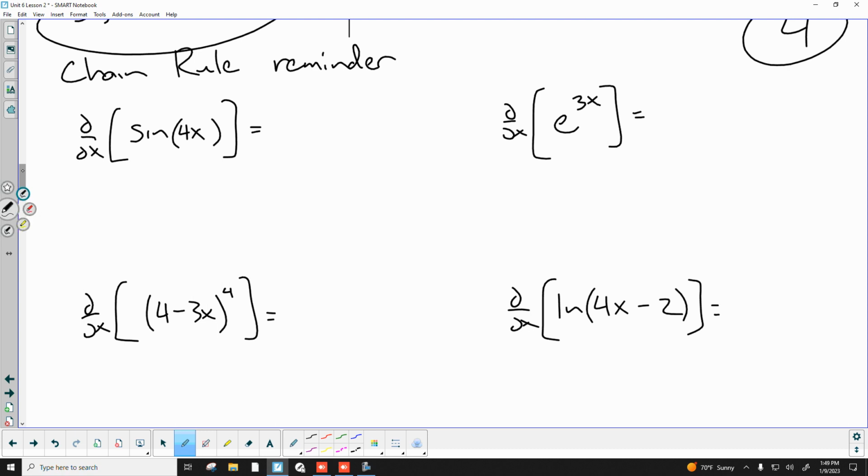Okay? So, before we try to figure something out, let's just do a quick little review. Do you remember how to take derivatives of a chain? We're taking derivatives here. This is like, pause on antiderivatives, take a break. Do you remember how to take derivatives of sine 4x? Everybody take the derivative of sine 4x for me. Very good.